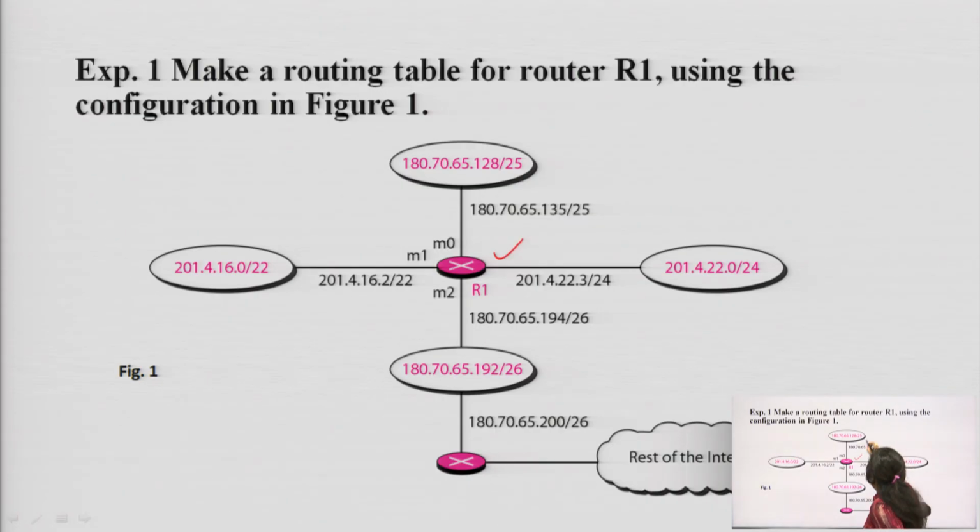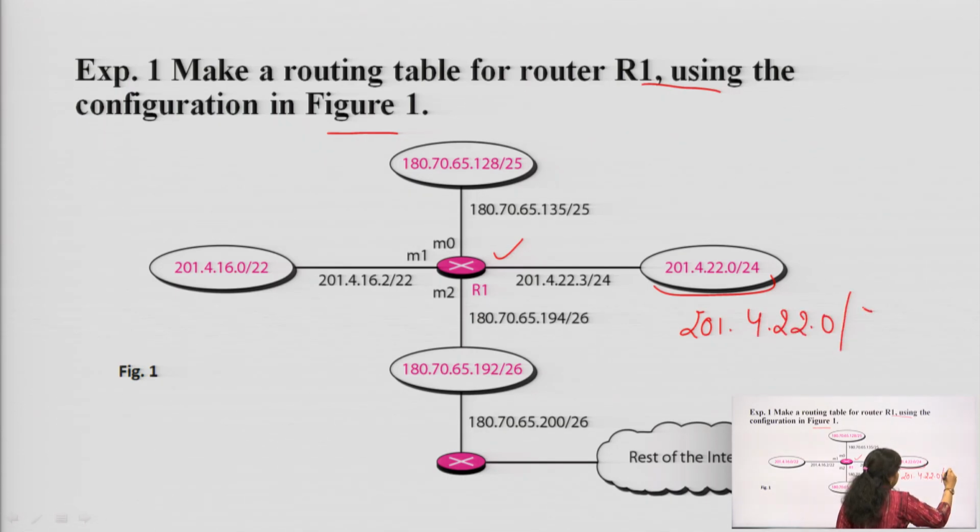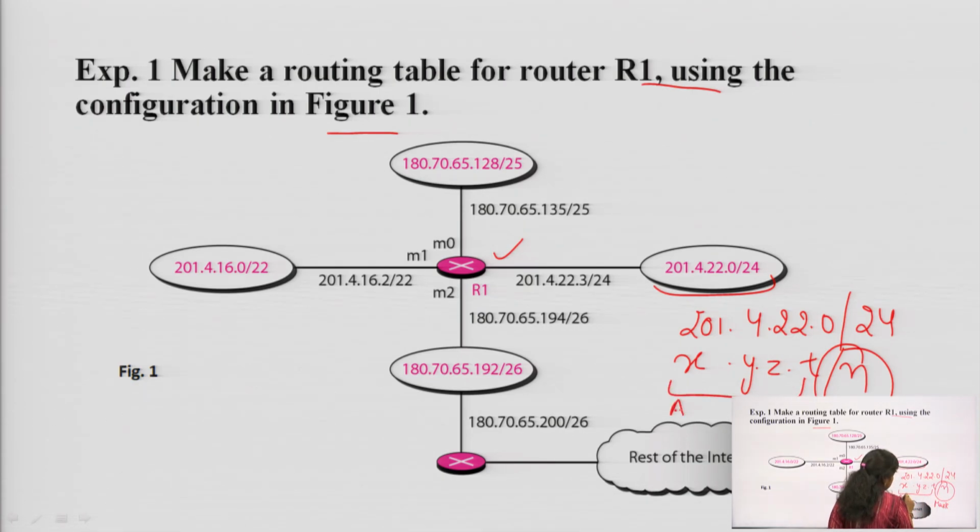So, this is the router R1, using the configuration that is used in the figure. This is an example that I have taken just to show you how this particular address will be maintained. You can see that this is written as 201 dot, in dotted decimal notation, slash 24. So, this is x.y.z.t/n. This is nothing but the mask and this is the address.